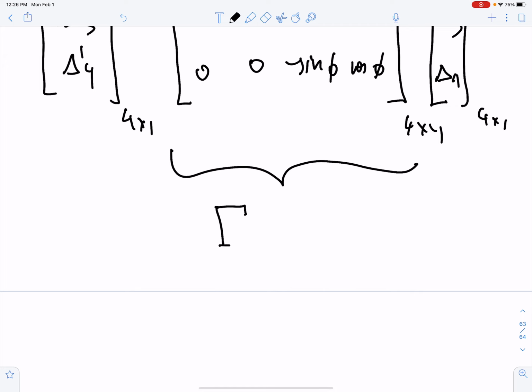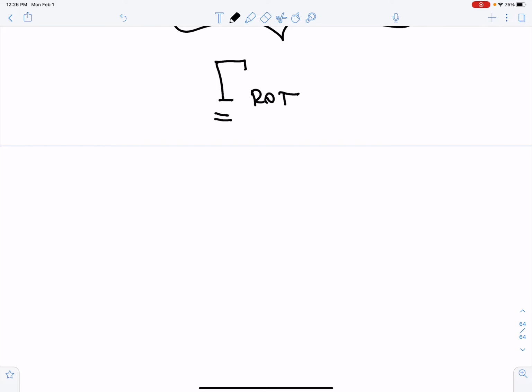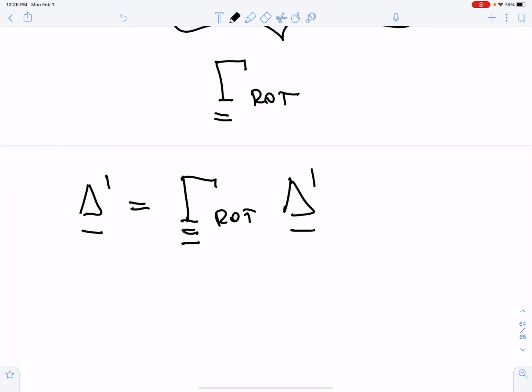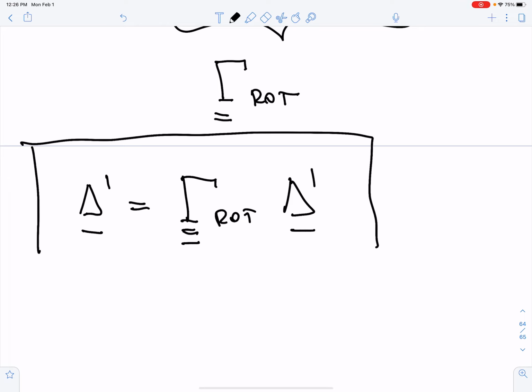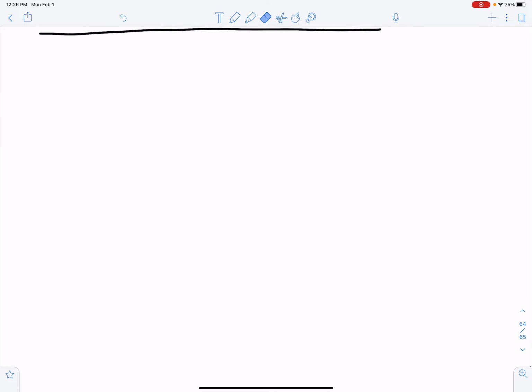This now becomes what I call the big rotation matrix, and we give it a name, gamma, the matrix ROT. So then, symbolically, delta prime equals gamma ROT times delta. So that's the first important transformation that we've developed. This is what happens on the displacement side. What happens on the side of the forces?